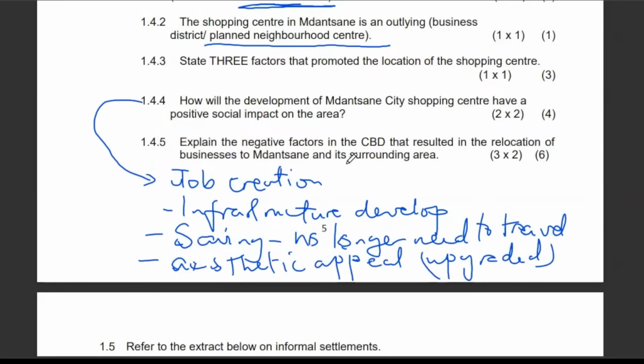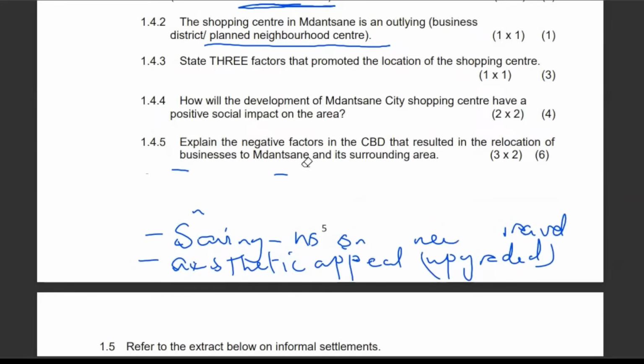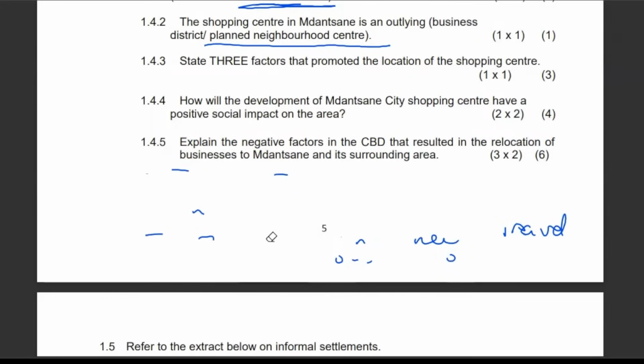So basically, those are some of the ideas that you can use to answer that question. Right, we move on to the next question, number 1.45. Explain the negative factors in the CBD that resulted in the relocation of businesses to Mdantsane and its surrounding area. We are looking at what we call the centrifugal factors. Negative factors in the CBD that drive business out to Mdantsane and its surrounding areas. What we need to look at is the negative implications of doing business in the CBD.